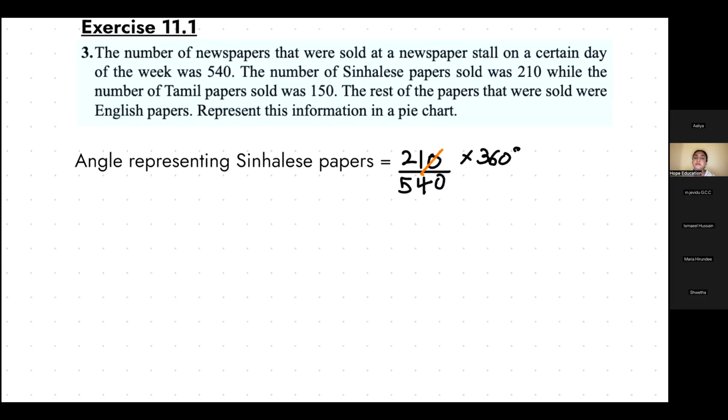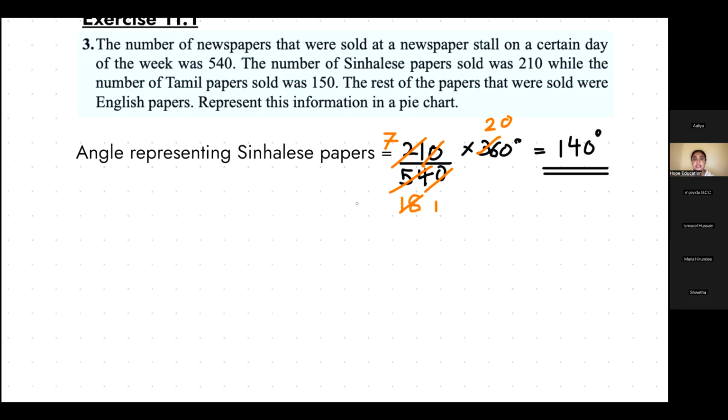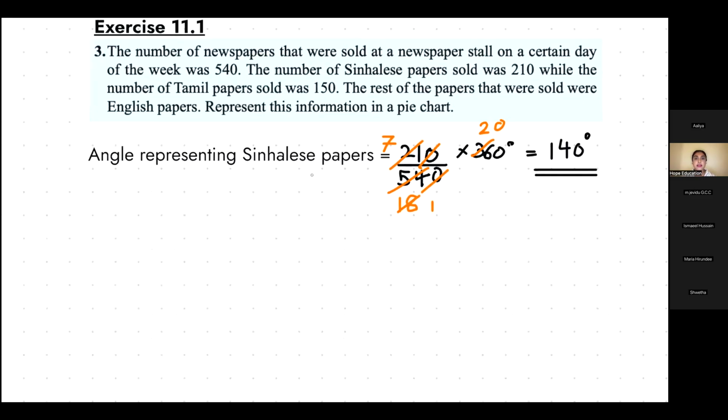0, 0 cancel. Then 3 times 7 is 21. 3 times 1 is 3. 3 times 8 is 24. Then 18 times 1 is 18. 18 times 2 is 36. Means 0. So 7 times 20 is 140 degrees. We found the angle representing Sinhalese papers. Then we can find the angle representing Tamil papers.